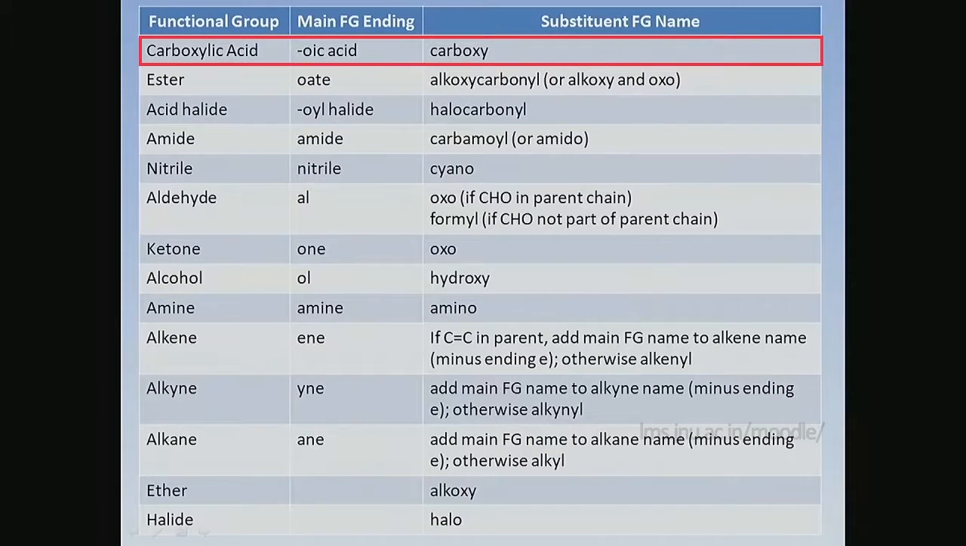Say for example, let us take carboxylic acid. This always gets the top priority, so the main functional group is oic acid. If there is more than one carboxylic acid, one of the carboxylic acids will get the main functional group, that is oic acid, as an ending, and the other carboxylic acid will get the name carboxy.